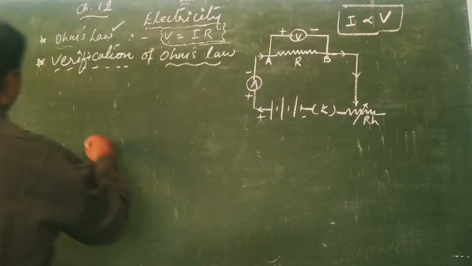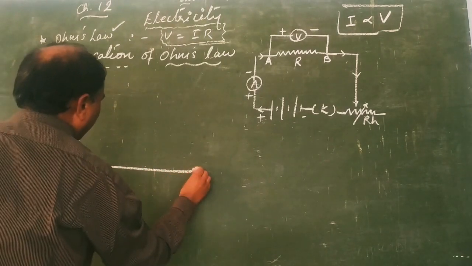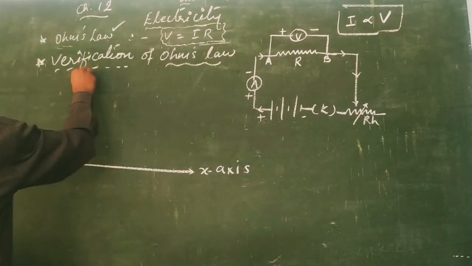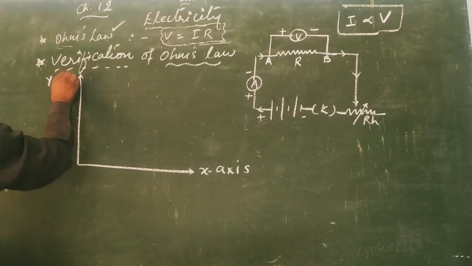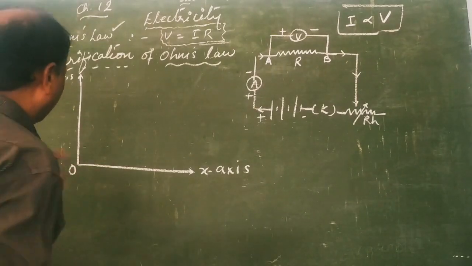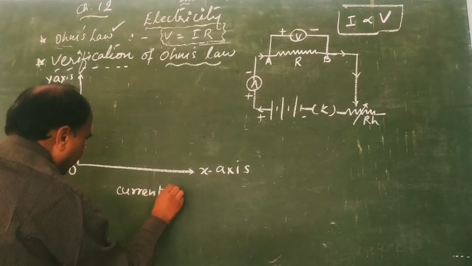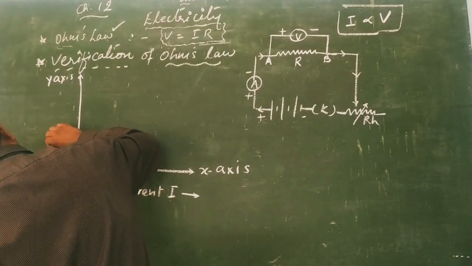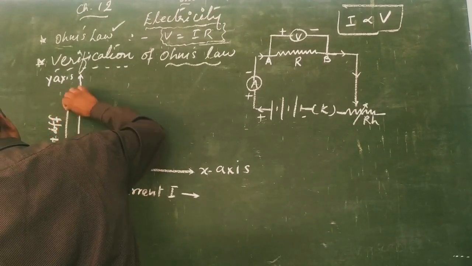So let us see a graphical representation for this. This is our x-axis, and here is our y-axis. This is the origin here. Now on the x-axis we are going to take the current, that is I, and potential is taken on the y-axis, that is the potential difference.